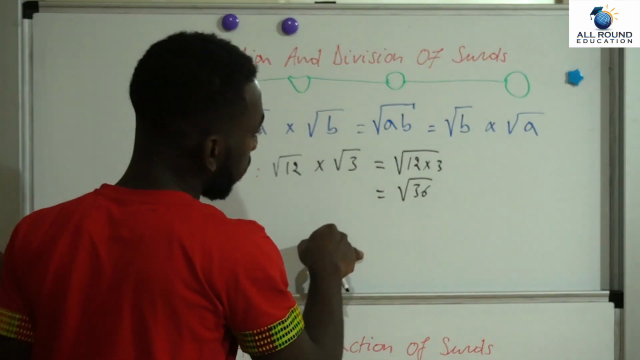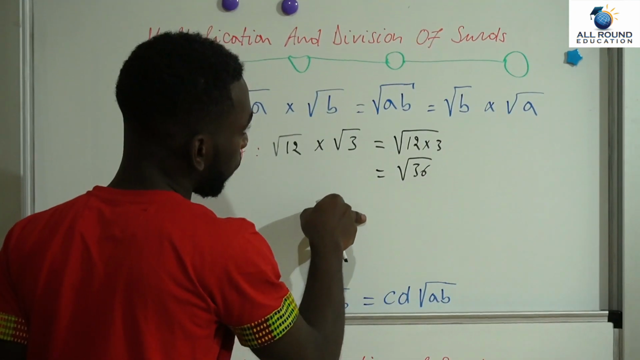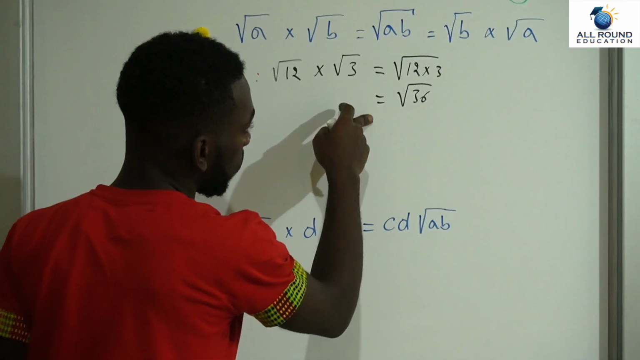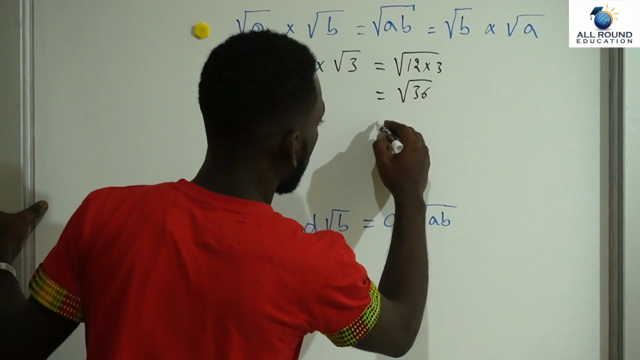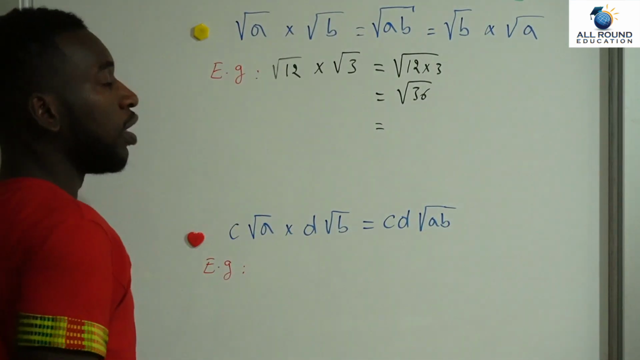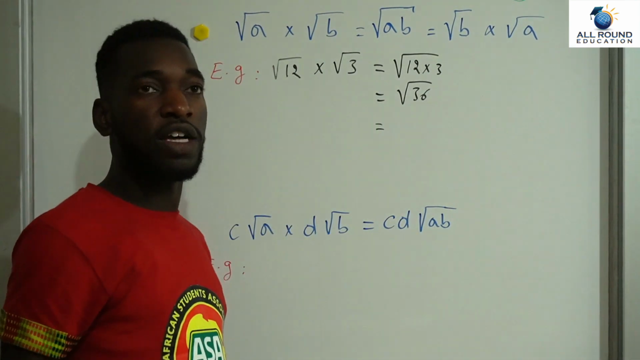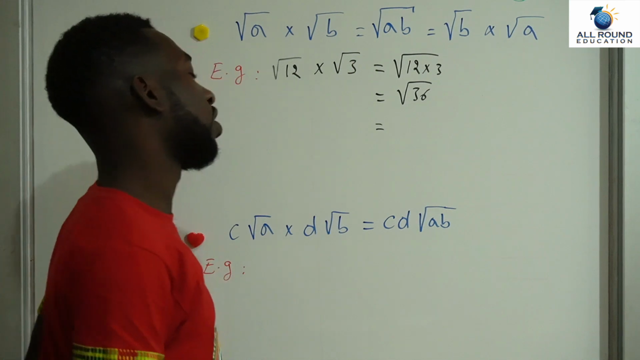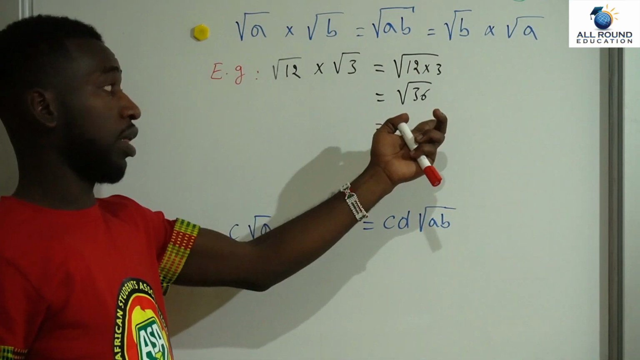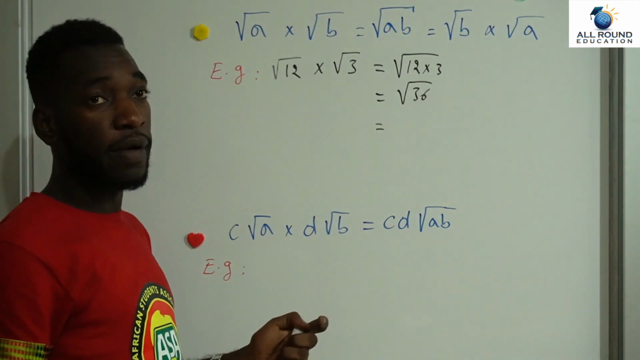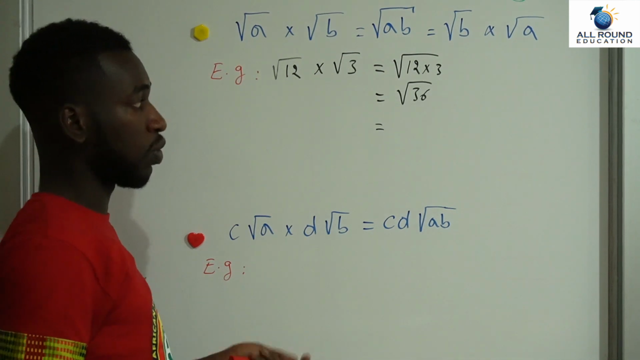So what you can do is simplify this. We have seen how to simplify. To simplify, I said you have to divide this number into two parts, one being the highest perfect square. So what is the highest perfect square in here? Oh yeah, it's 36, right? 36 is always the highest perfect square of itself, right?